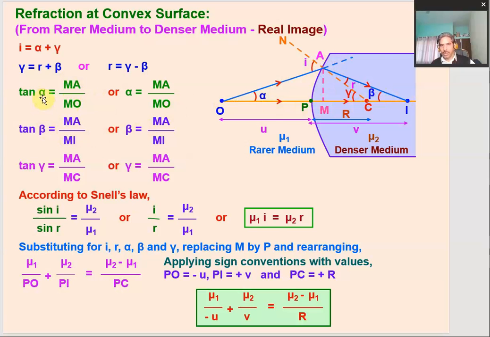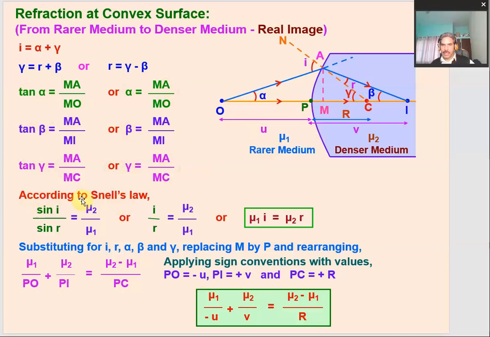just as here. Because angles alpha, beta, gamma are small, tan alpha is nearly equal to alpha, tan beta is nearly equal to beta, and tan gamma is nearly equal to gamma, right? So this is the second step we are doing here. In the third step, we are applying Snell's law here.